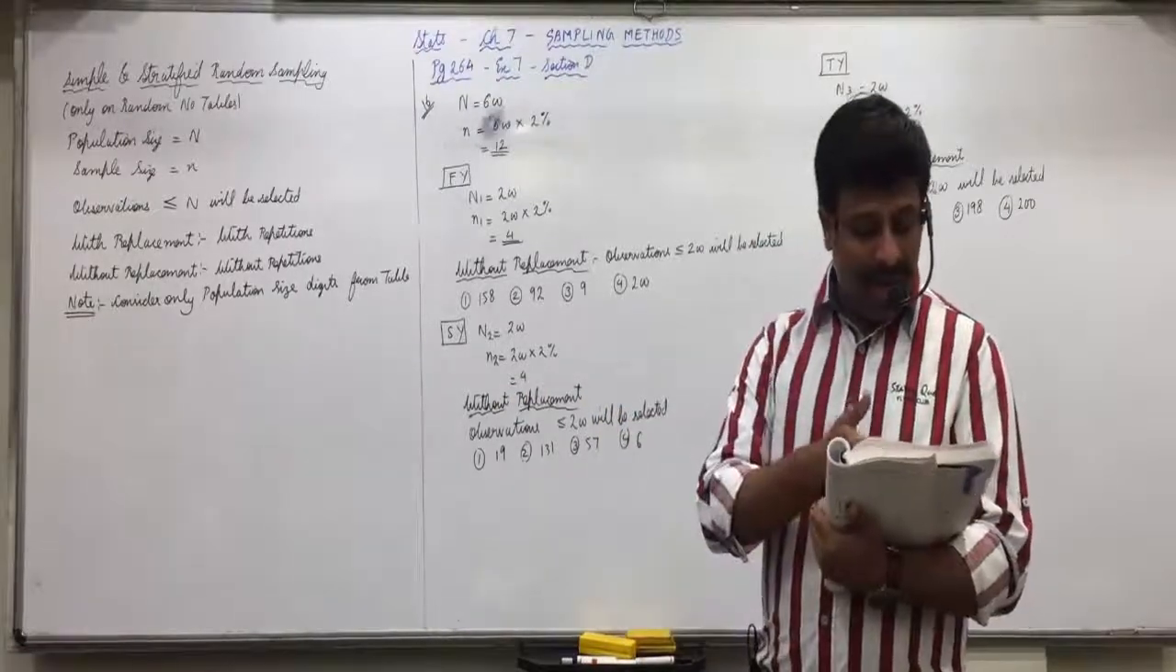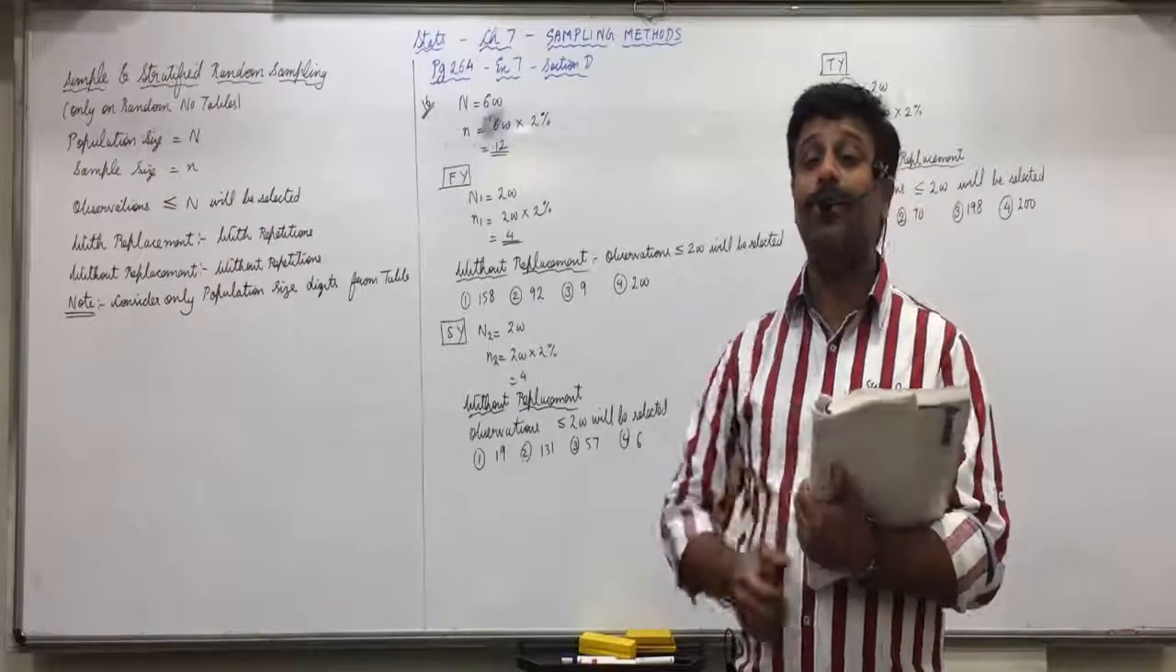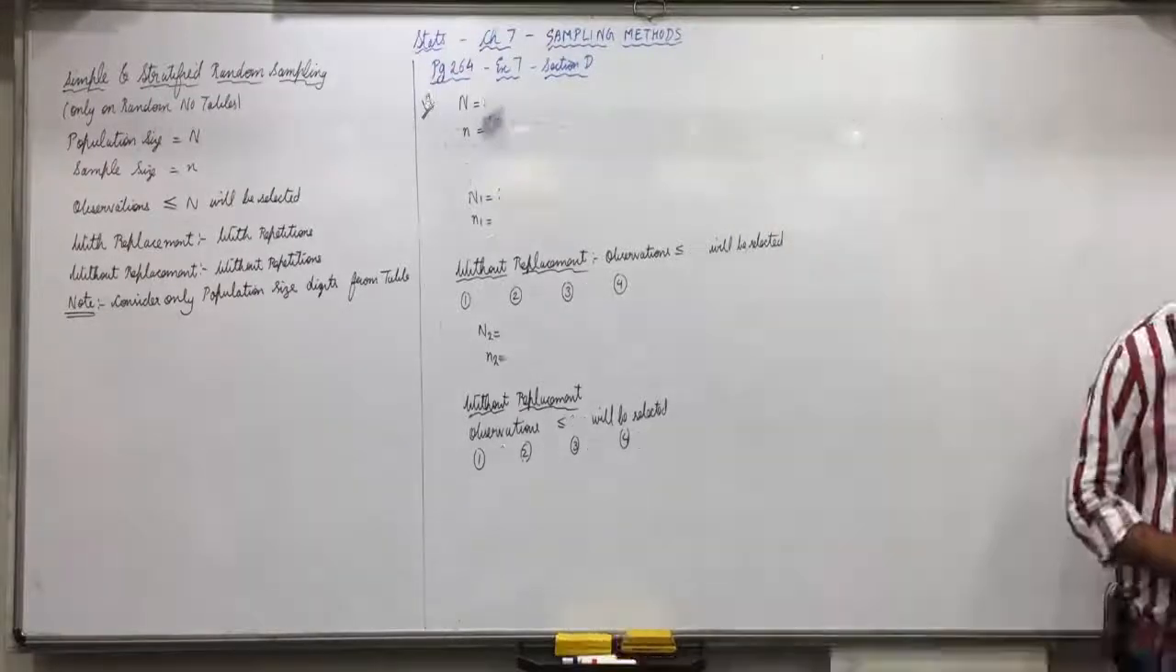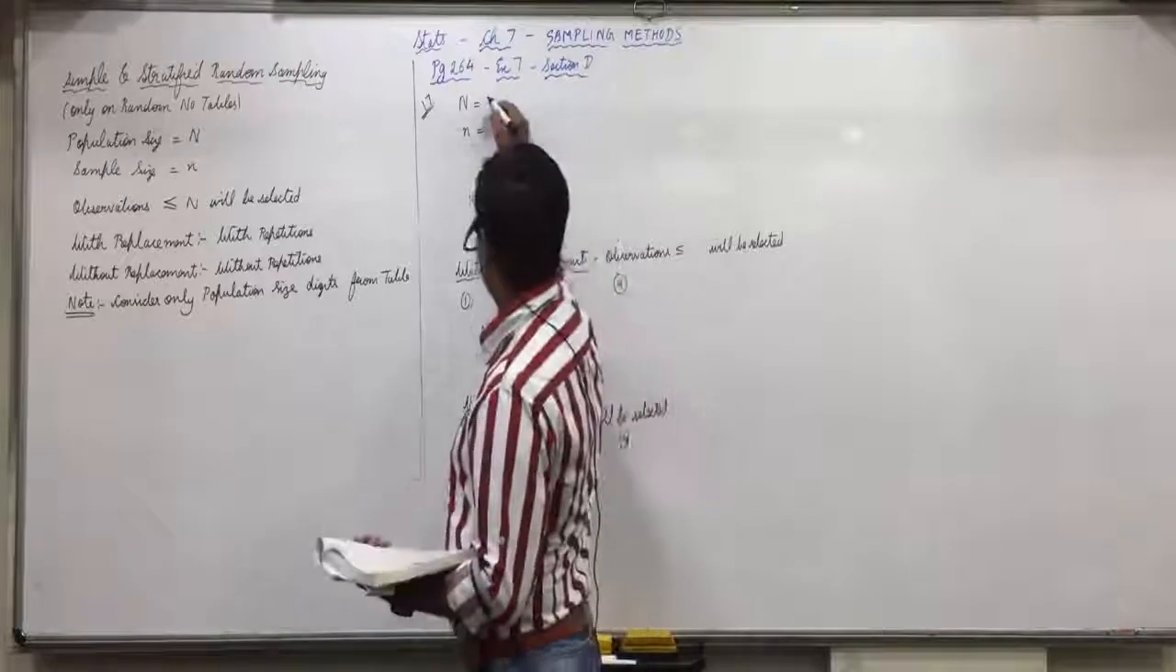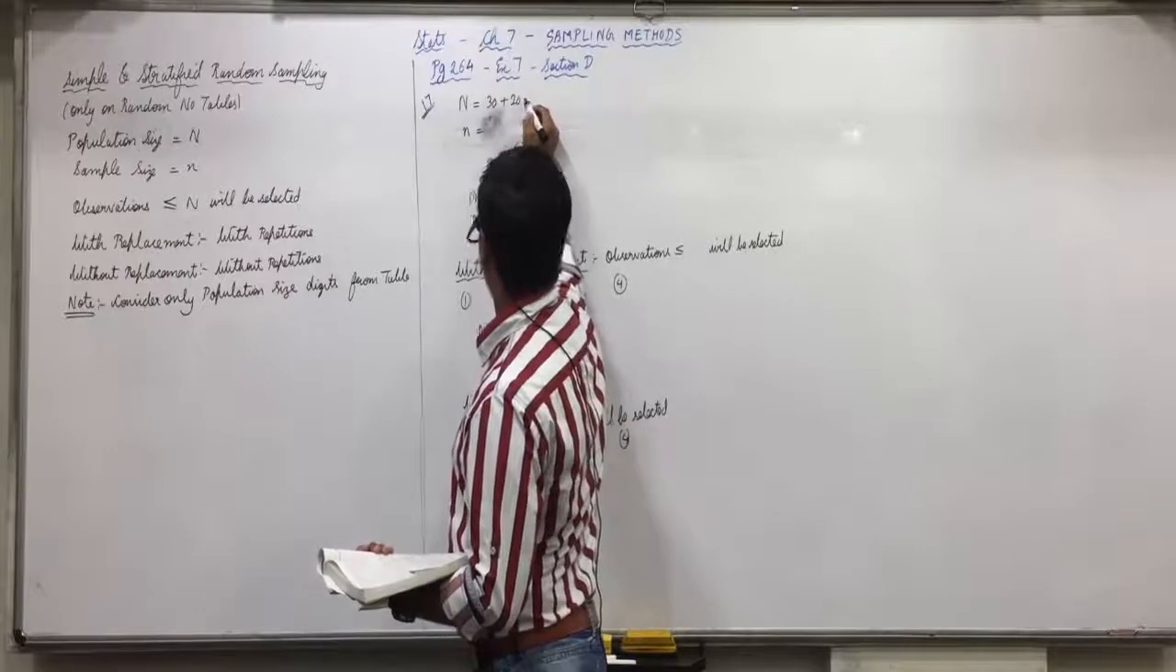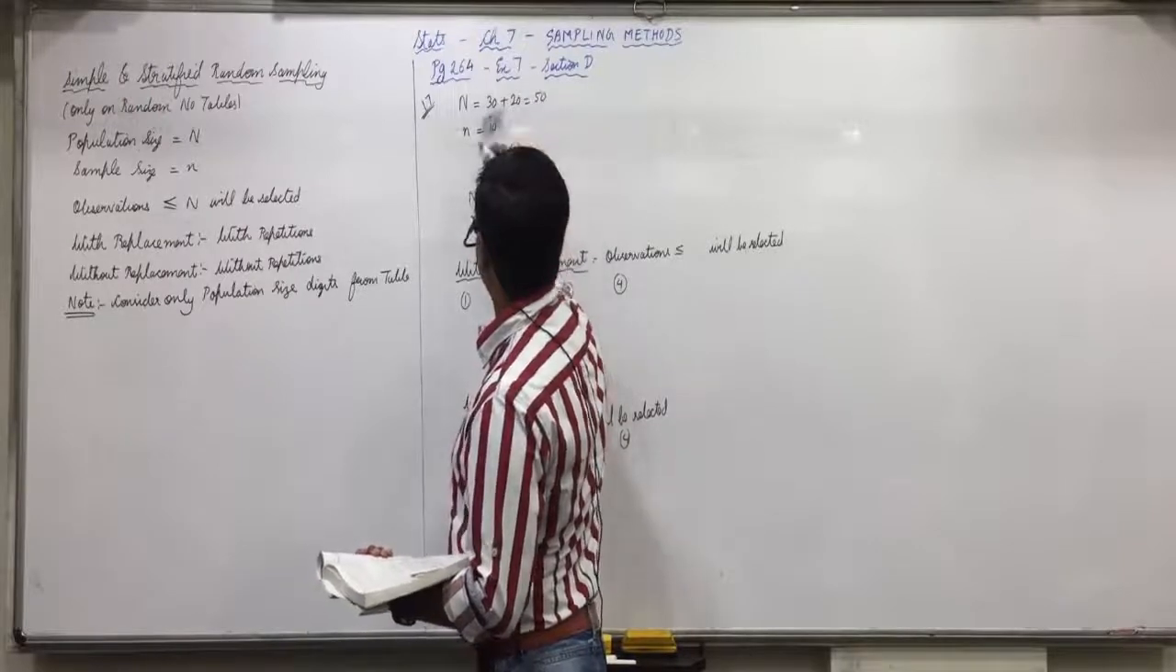So the numbers of small farm owners and large farm owners are given to you. Okay, start solving it on your own. Others also check your answers. First of all, capital N will be 30 plus 20, that is 50. Total 50 farm owners. Small n is 10.